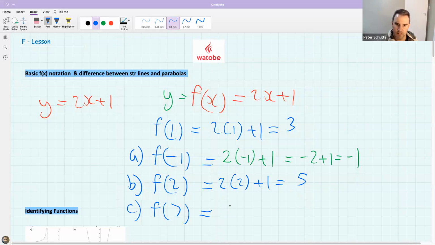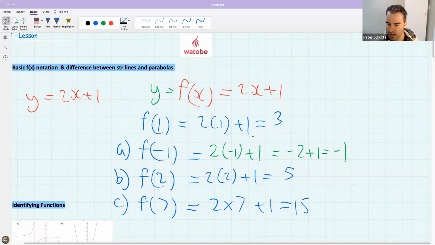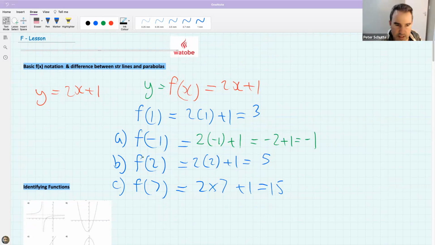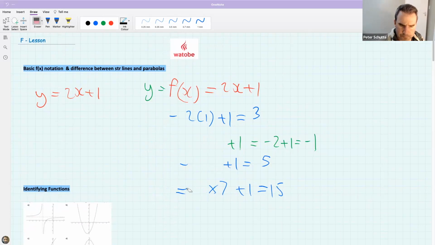So the f of 7 is going to be 2 times 7 plus 1, which is 15. Okay, so that was pretty good. It seems to me like students are understanding the idea of this quite well. Now, let me rub this out, but that looked great. Guys and girls, I want to say that that was fantastic. So I think you've all understood that.